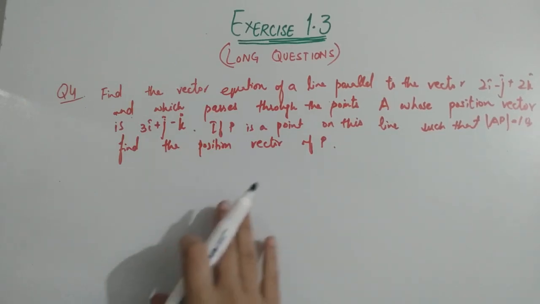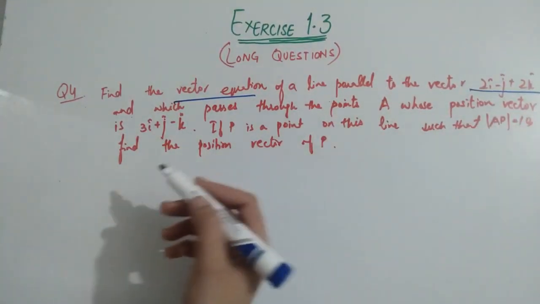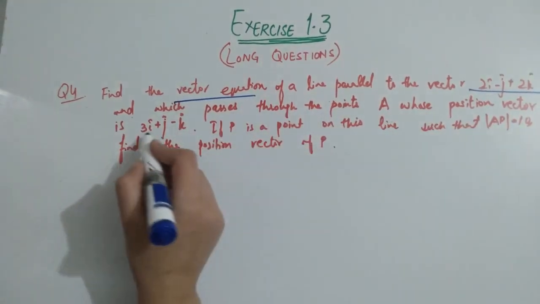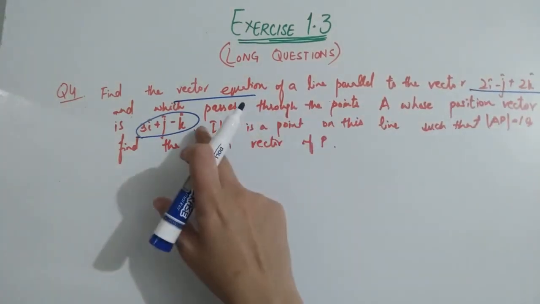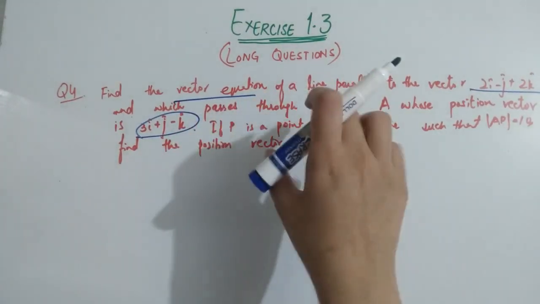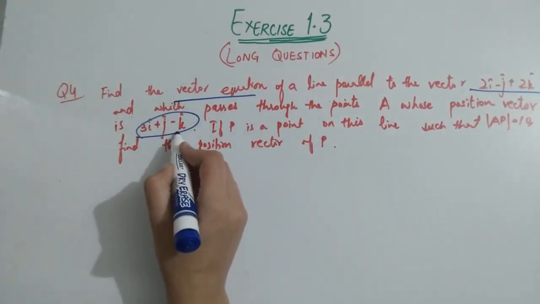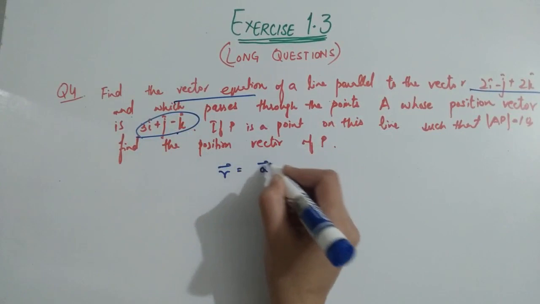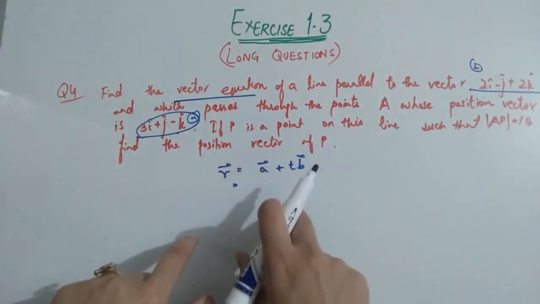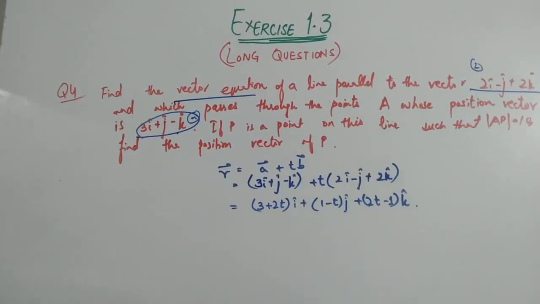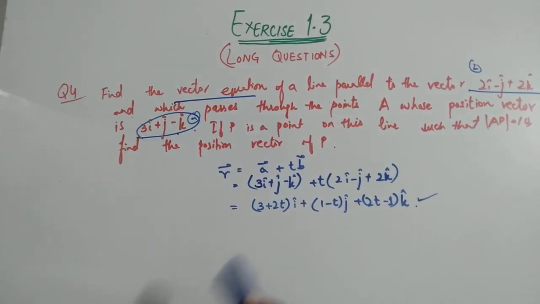So learner, this is question number 4. Now in this you have to find the vector equation of a line which is parallel to the vector 2i minus j plus 2k, and it's passing through this vector. Some students make a mistake here, taking this as a vector and this as b vector, but no: the vector which is parallel is taken as b, and the vector through which it passes is taken as a. So you will write r equals a plus t times b, putting a here and b here in this equation. By simplifying and separating the i, j and k components of this equation, you will get this equation. And this was the first part of this question.